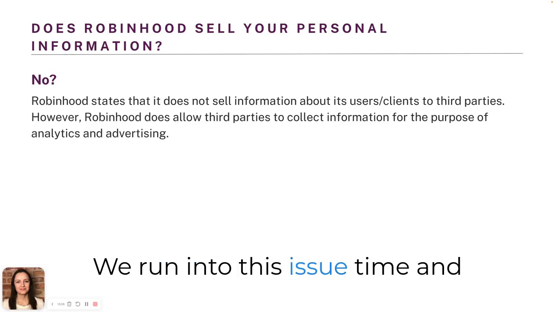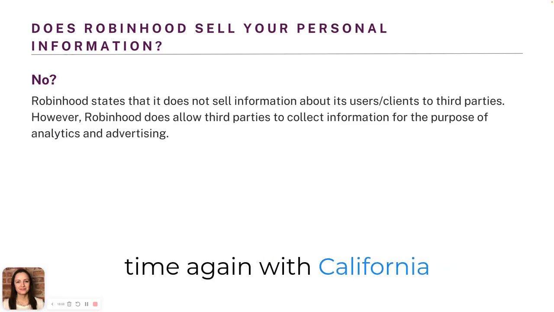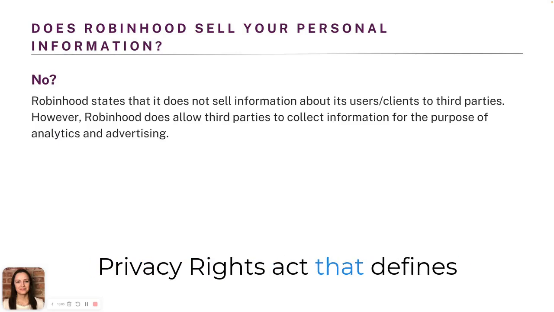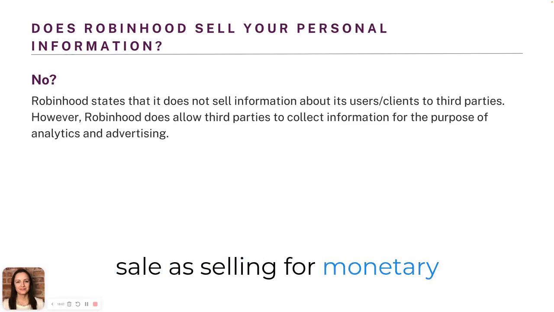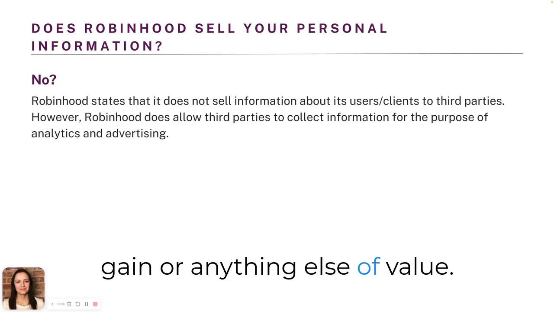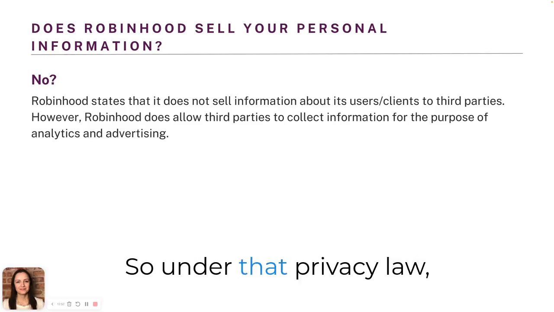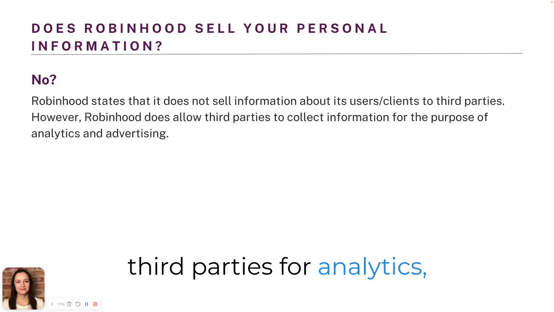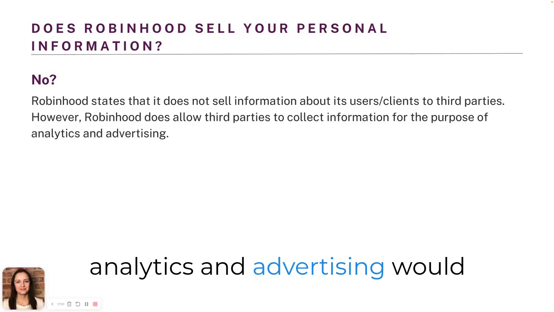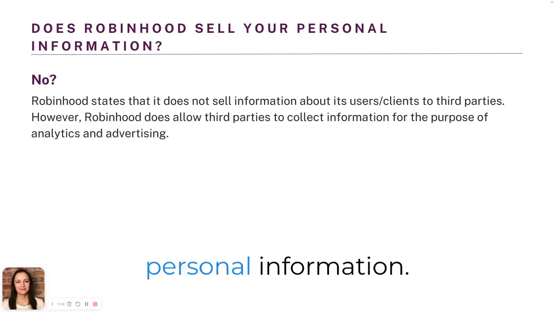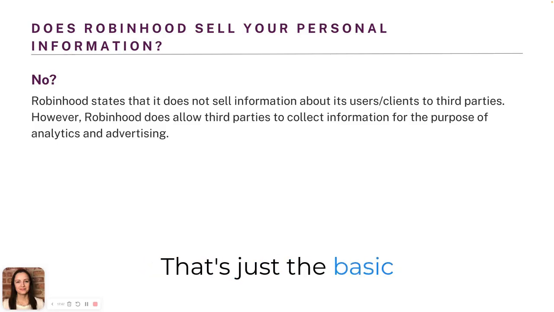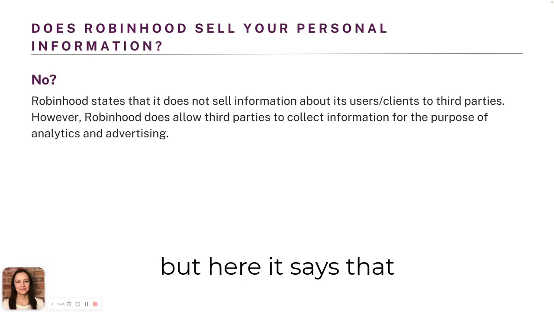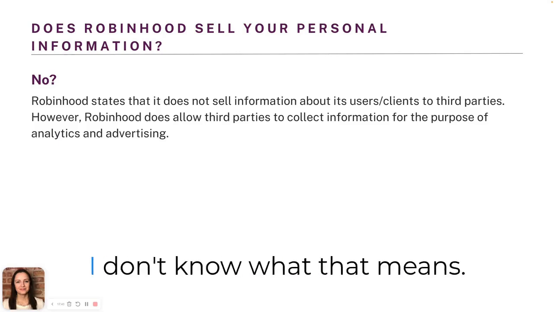We run into this issue time and time again with the California Privacy Rights Act, which defines sale as selling for monetary gain or anything else of value. So under that privacy law, usually sharing information with third parties for analytics and advertising would be considered a sale of personal information. That's just the basic definition. But here it says that information is not sold. So I don't know what that means.